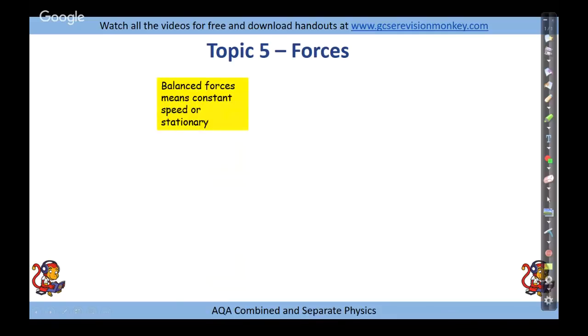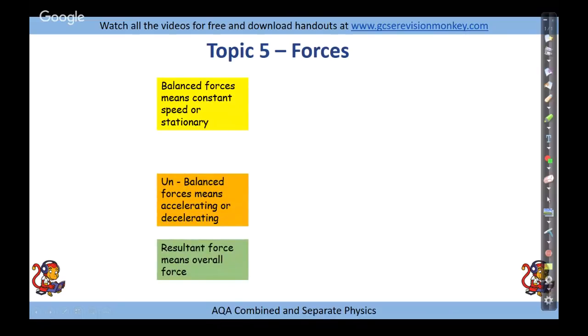Okay, so forces. If they're balanced forces, if they're the same size forces and they're in opposite directions, this is going to mean that an object is constant speed or stationary. Stationary meaning stopped. If they've got unbalanced forces, meaning one is bigger on one side than the other, it's going to be accelerating or decelerating, speeding up or slowing down. And resultant force, if you've got multiple forces acting on an object, just means overall force. So this one's got equal forces on both sides. It's going to have a resultant force of 0, meaning that it is stationary or constant speed.